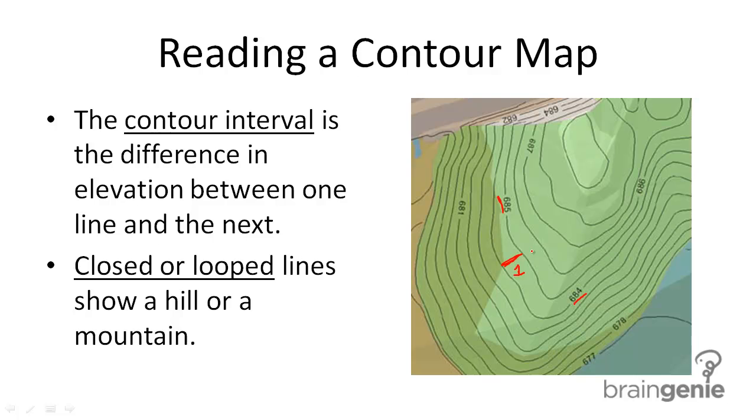Closed or loop lines show a hill or mountain. So this looped line that's represented by each of these lines is actually a loop. It's going to show you a mountain. Think of it as an aerial view. If you were looking at this from above, each of these lines would be going down because we went from 284, 285, 286, all the way up. So closed or loop lines are going to show a hill or mountain.